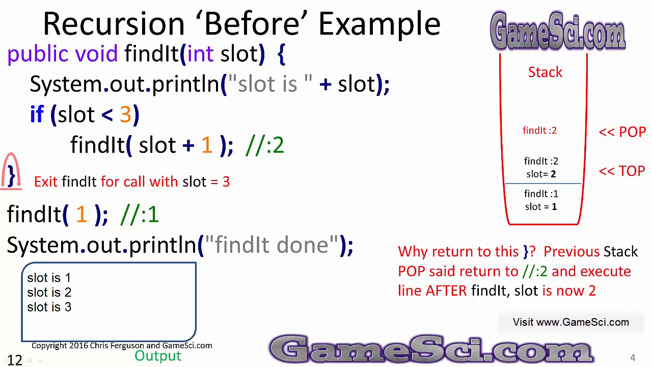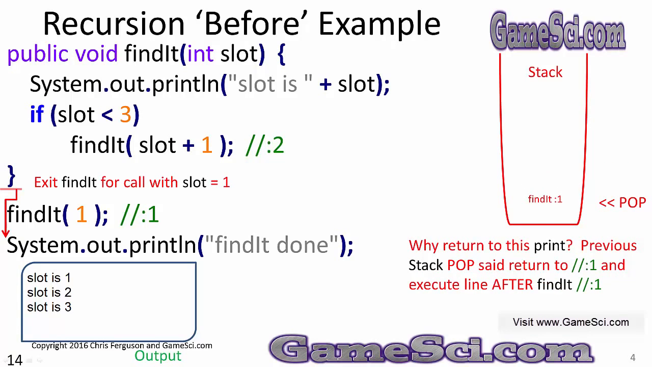The new value of slot is going to be 2. So we'll hit this curly brace, and now we're going to exit findIt for the value of slot equal 2. But we're just going to zip around and call ourselves again. So why return to this curly brace? Previous stack pop said return to the //:2 call to findIt and execute the line after findIt. Slot now is going to be restored to 1, and we're going to finish the execution of that method.